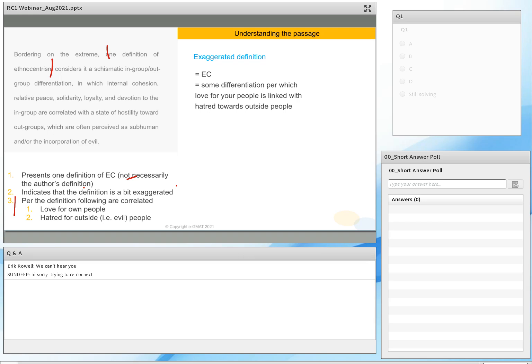And then, what exactly is the definition telling us? Love for your own people is correlated with hate for outside people. You can call it love, you can call it positive feeling. As long as you get the sentiment, you're good.